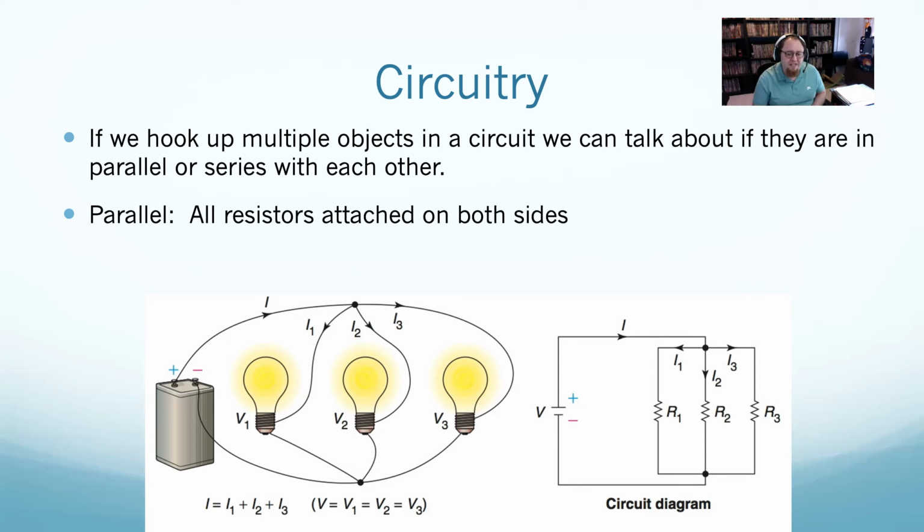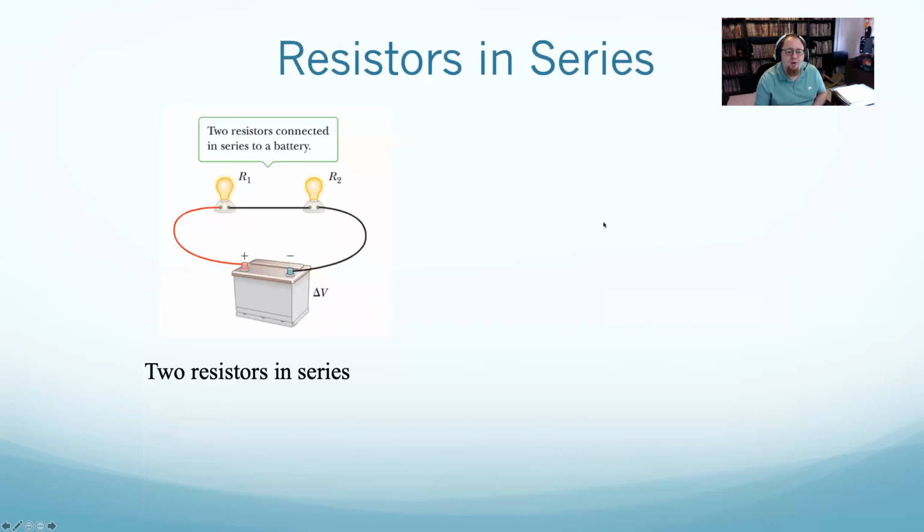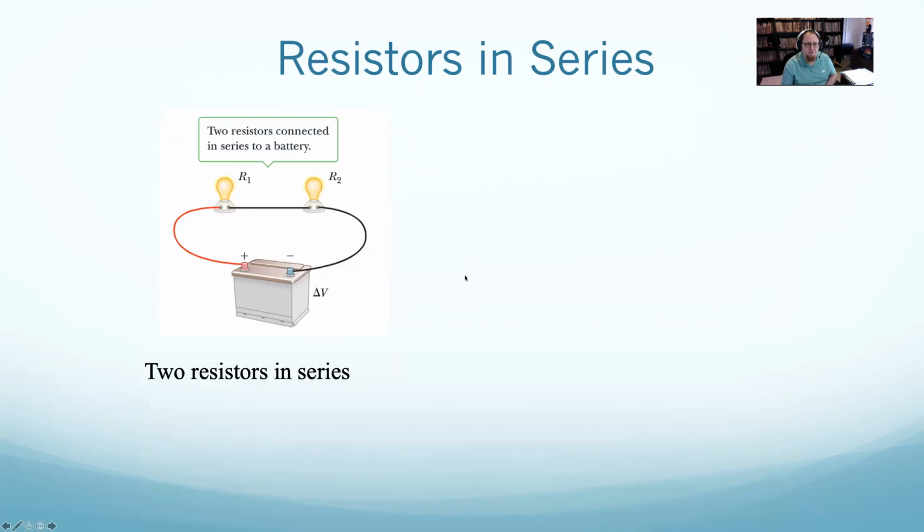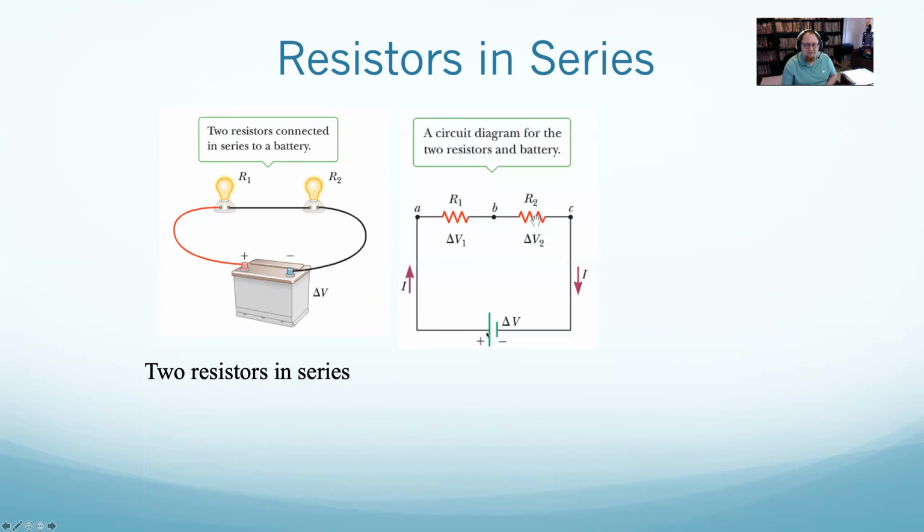Now, there are some interesting effects of series and parallel. It actually will affect how the voltage and the current will exist in the circuit. When you are in series, and I'm going to just start with 2 resistors in series, I'm going to simplify it, but this will work for more. If you have 2 resistors in series hooked up to a battery, a current will flow through the first resistor, then flow through the second resistor.